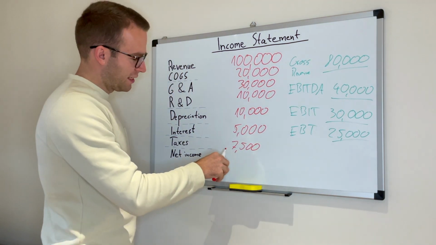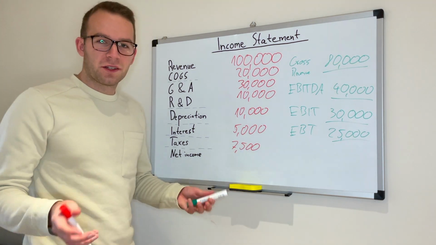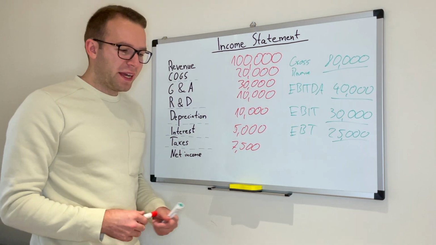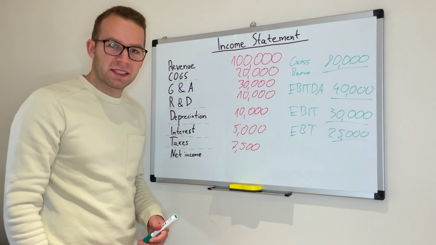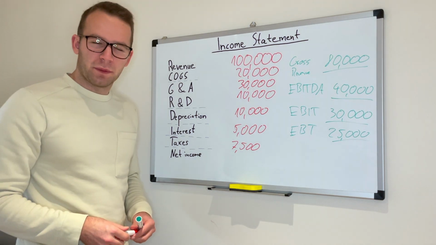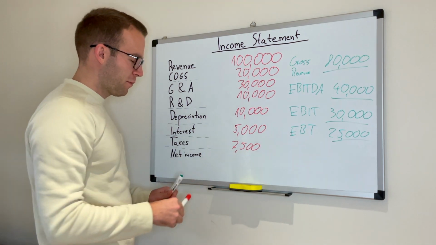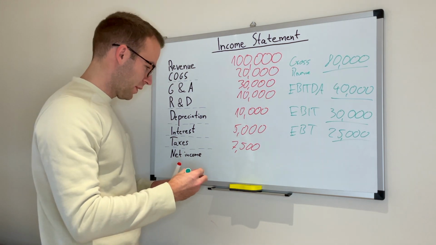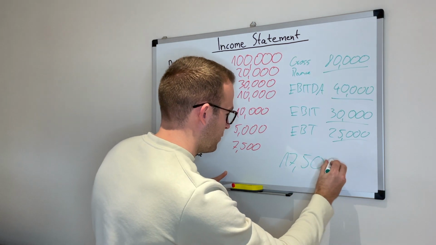So the company had to pay $7,500 in taxes. So now finally we can calculate the net income. The net income is basically the money that the company has left after paying for all its expenses, for all its costs. And in our case, the company was profitable and it generated a profit. So we take the 25,000 minus the taxes of 7,500 and we have a net income of 17,500.